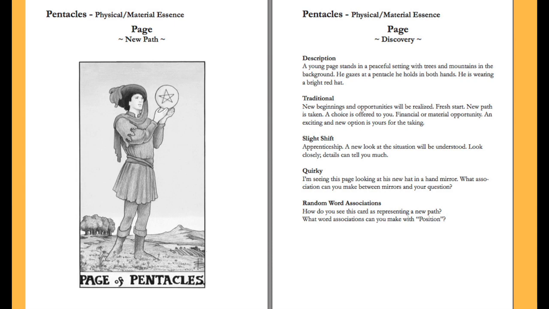And then for random word associations, how do you see this card as representing a new path? What word associations can you make with position? What type of a position are you in right now? Or what position do you want to go into?